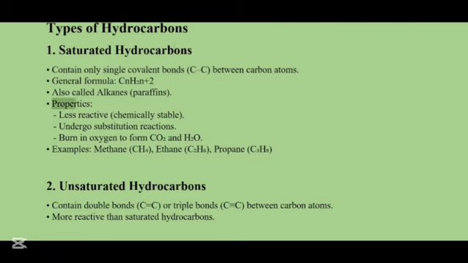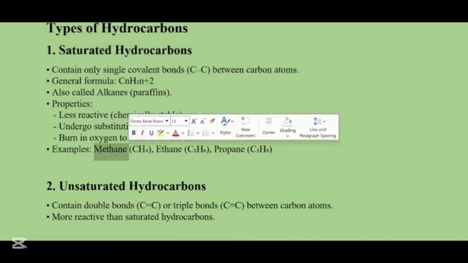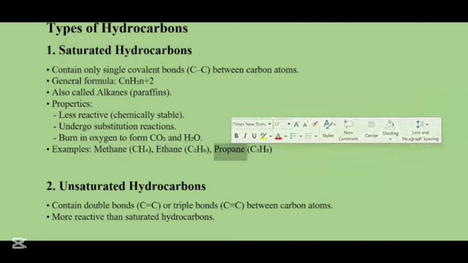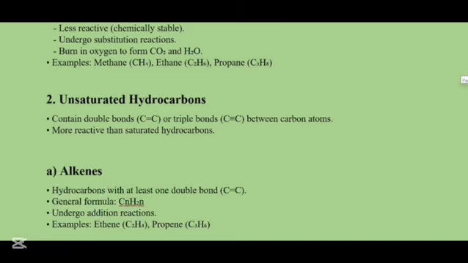What are the properties of saturated hydrocarbons? They are less reactive, which means that they are chemically stable. They undergo substitution reactions and they burn in oxygen to form carbon dioxide and H2O. Examples of saturated hydrocarbons include methane, ethane, propane, butane, etc.